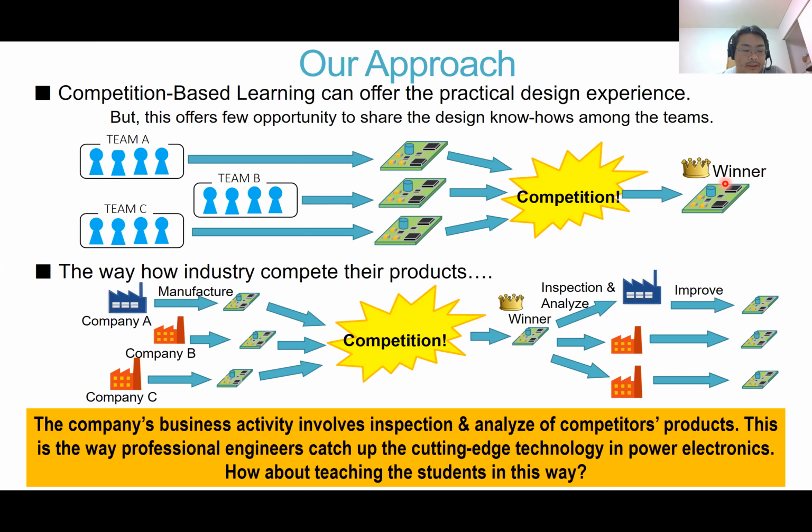To avoid the problem, we remembered how companies in the industry catch up with cutting-edge technologies. The company's business activity is very similar to competition-based learning. The companies make their products and compare the product performance in the market, and there will be a winner in the market. But the point is that after determining the winner in the market, the companies commonly analyze the winning product and feed back the analysis results to improve their own product.